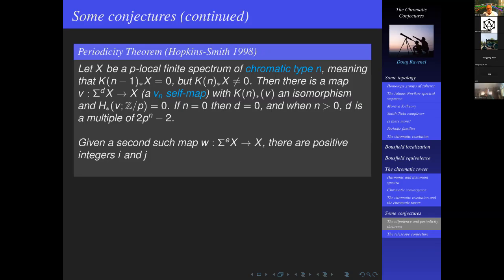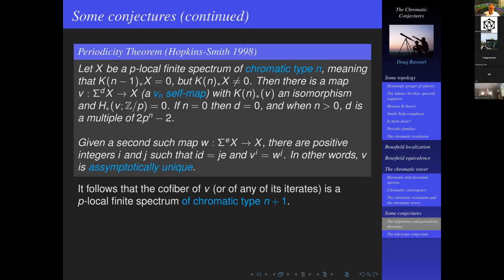Now there's also a uniqueness statement here. It says if we have a second map with a similar property, then you can find numbers i and j such that the ith iterate of one map is equal to the jth iterate of the other map. So in other words, this map v is asymptotically unique. This is known as the periodicity theorem, the Hopkins-Smith periodicity theorem.